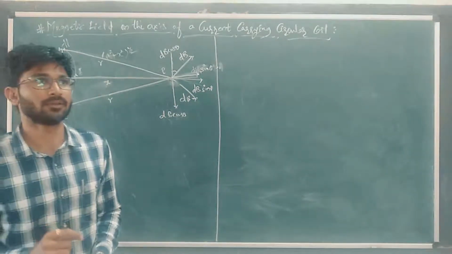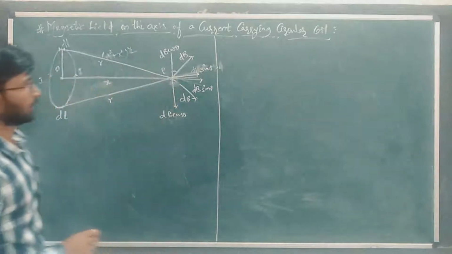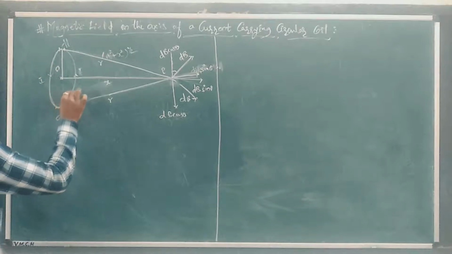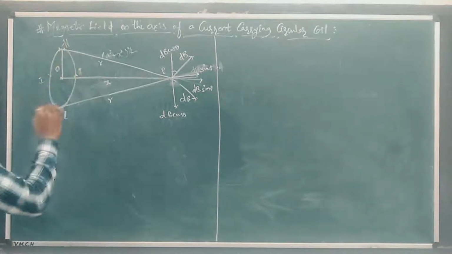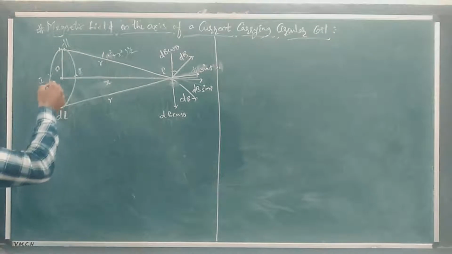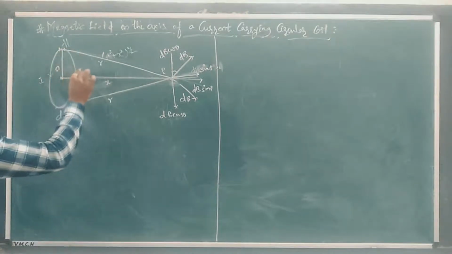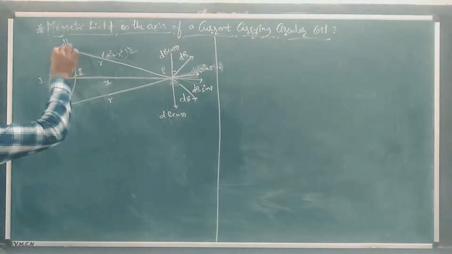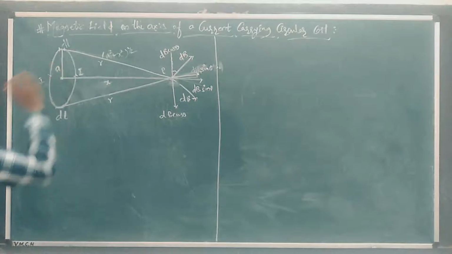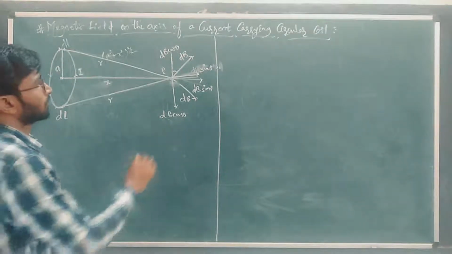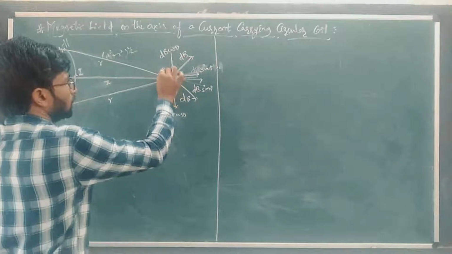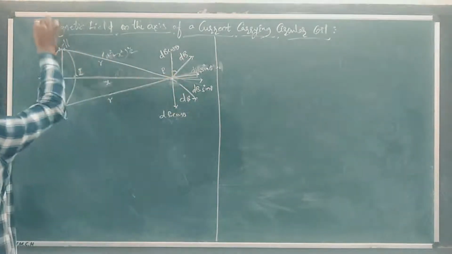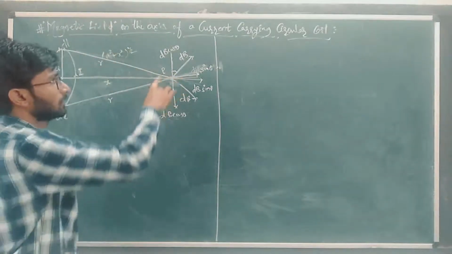Just look at this figure and you will get it very easily. Right now, I have considered this circular coil or ring, which is carrying the current, which I have denoted as I. The radius of this coil is A. Point P indicates the point along this axis where I am going to find the magnetic field.